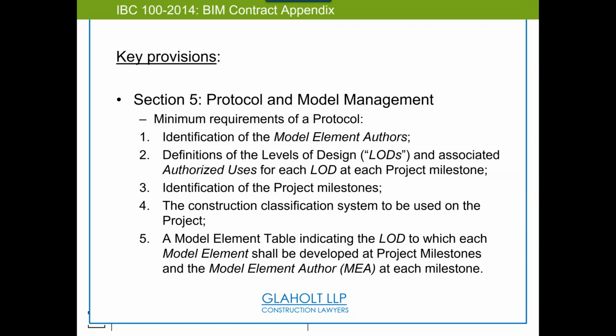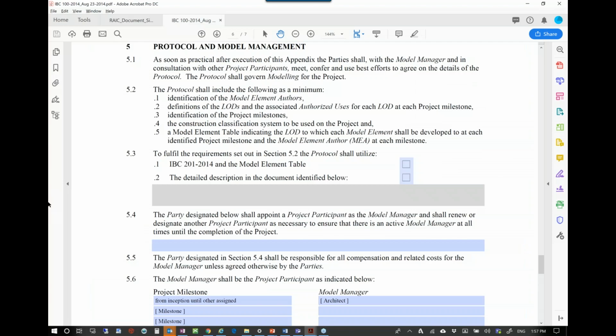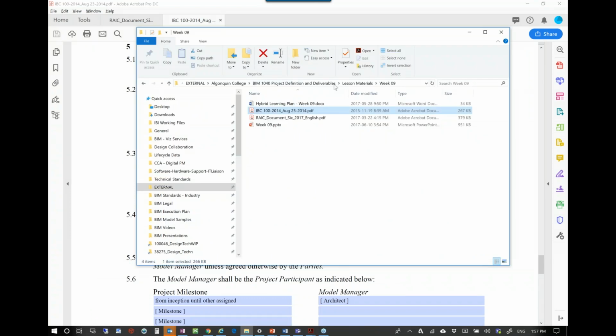And from a BIM coordinator's perspective, you might be sitting there saying, oh my God, what if I'm asked who the model element authors are? How will I know? So that's why in IBI, we've tried to standardize what we show in the LOD matrix.